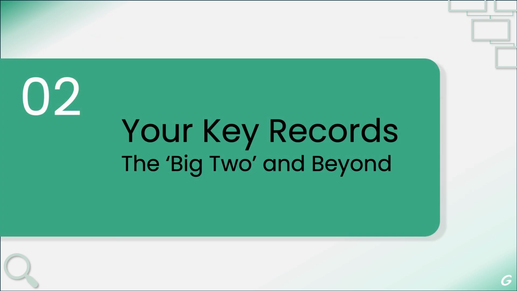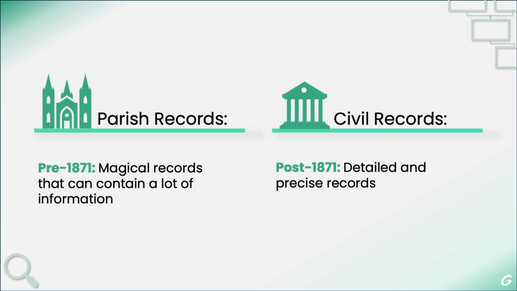Okay, section 2, your most important records. So now that you know the when, let's talk about the what. What are you actually looking for? We're talking about the specific documents that hold the golden nuggets, the names, the dates, the family connections that are going to build out your family tree. So here's the breakdown of those two primary record types. You've got your parish records for anything before 1871 and civil records for everything after.